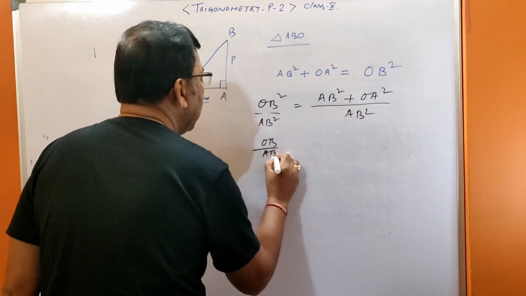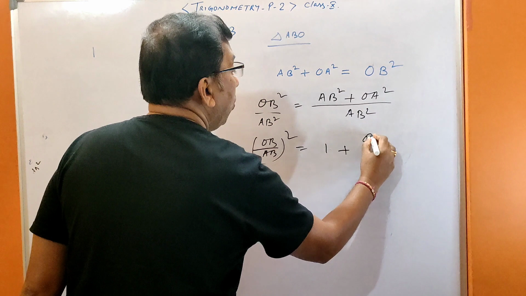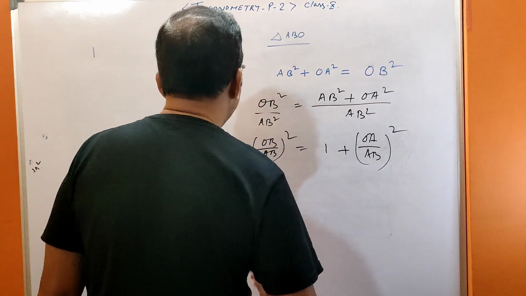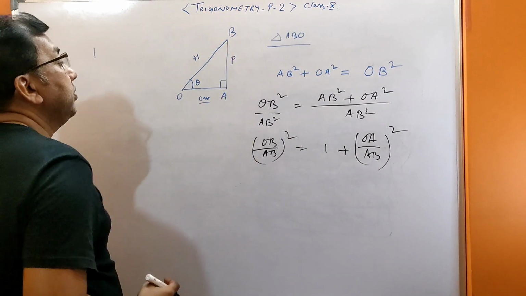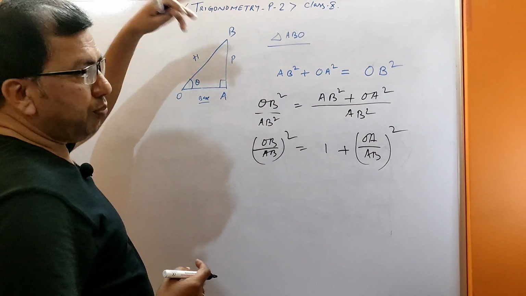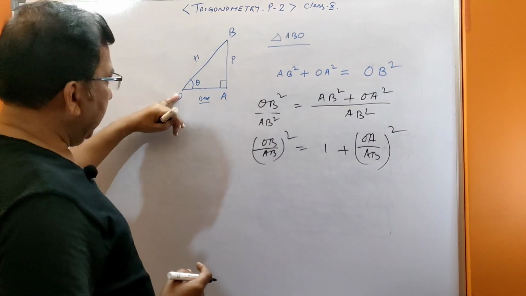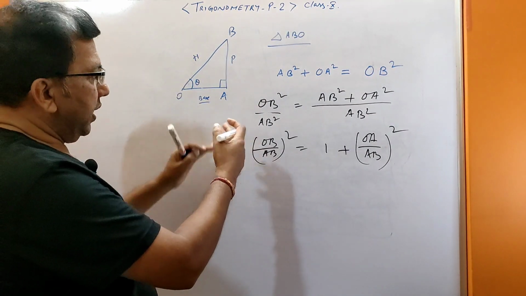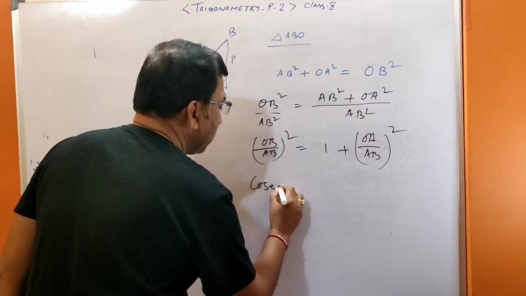OB by AB, I am not writing AB by AB, 1 plus OA by AB square. So what is OB by AB? Perpendicular by hypotenuse is sine, so the reciprocal is cosec. That is the reverse of sine, cosec square theta.